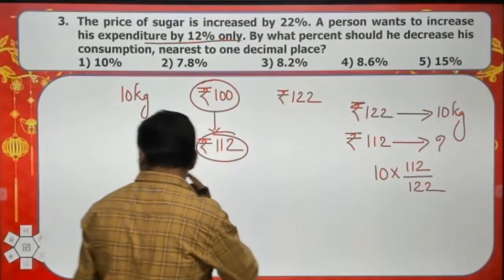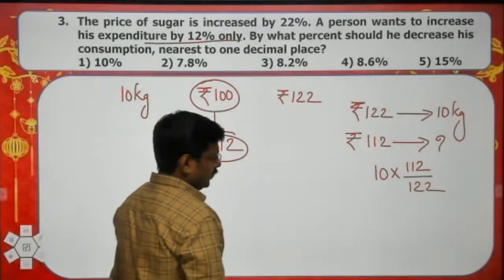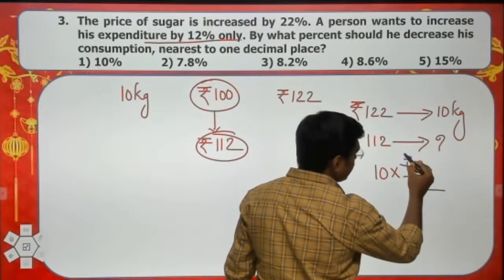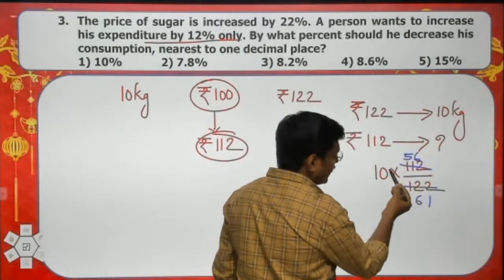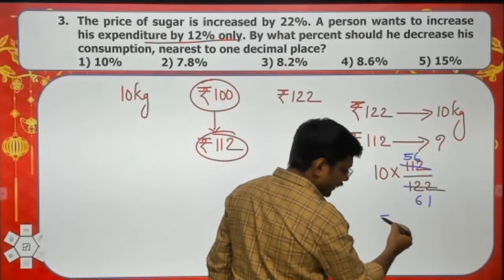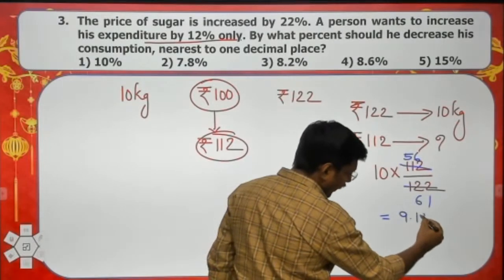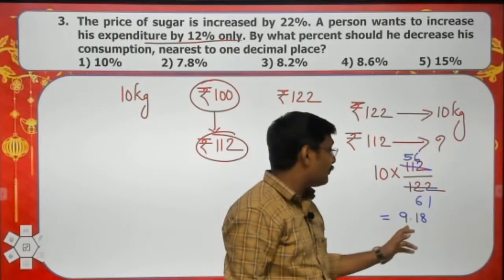Solving this, cancelling with 2, 5 times and 6 times. Here it is 61. So 56 into 10 divided by 61, you will get this as 9.18. So for this amount he can buy only 9.18 kg.